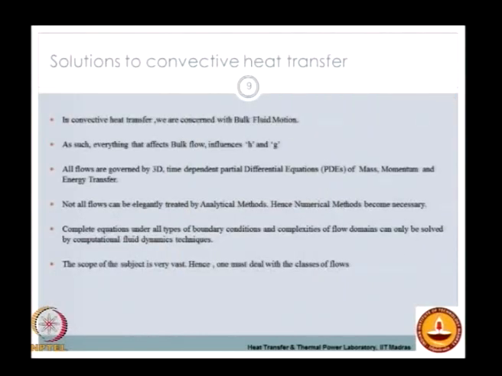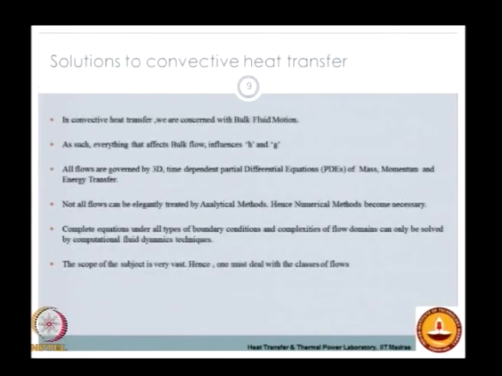So when you look at the solutions to convective heat transfer, we are mostly concerned here with the bulk fluid motion, and anything that affects the bulk flow influences your heat transfer coefficient effectively, and also the mass transfer coefficient. Here I call the mass transfer coefficient G and the heat transfer coefficient H.